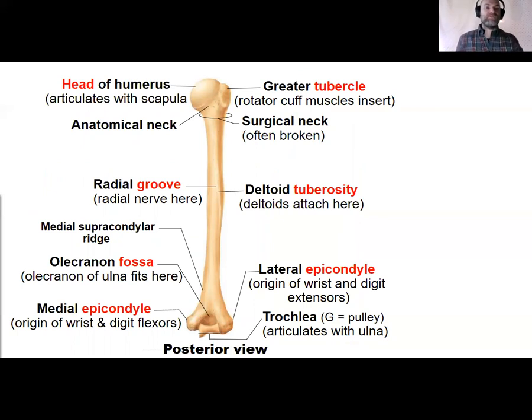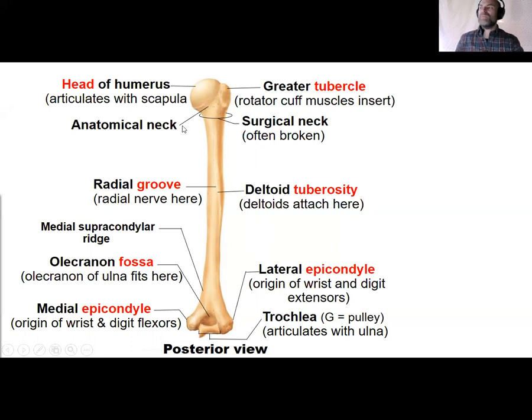First, you've heard me mention several times the head of the humerus, again, where it articulates with the scapula. Just lateral to the head of the humerus, we have what's called the great tubercle. This is a kind of rough spot on the bone where the muscles of the rotator cuff, your shoulder muscles, have their insertions, their attachment points.